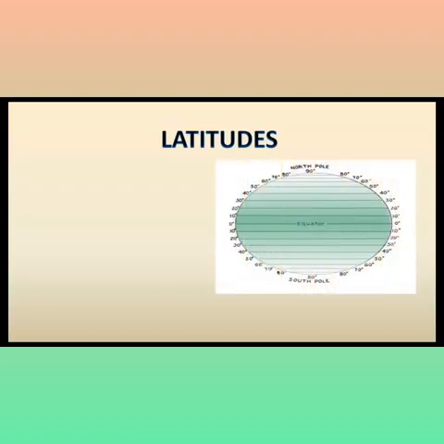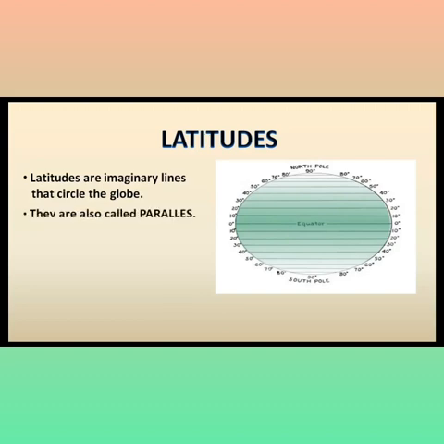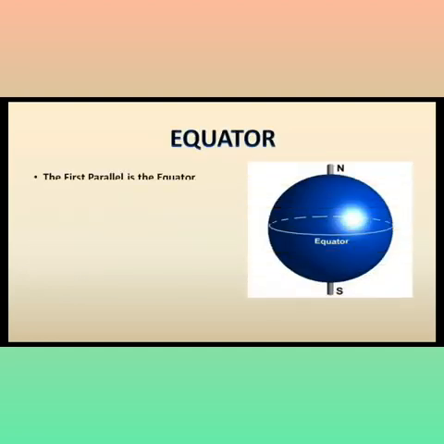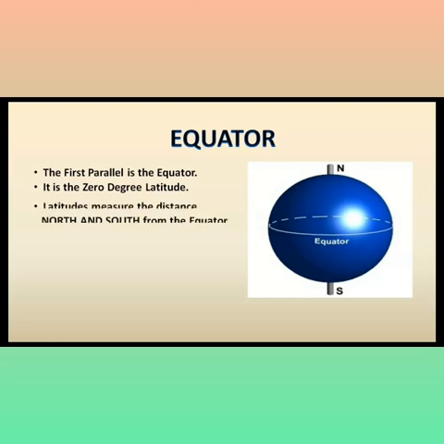Now, latitudes. Latitudes are imaginary lines that circle the globe. These lines are also called parallels. They never come together anywhere on the globe. The first and the foremost and the great circle is the equator. It is the largest parallel or it is the great circle. It is the 0-degree latitude.